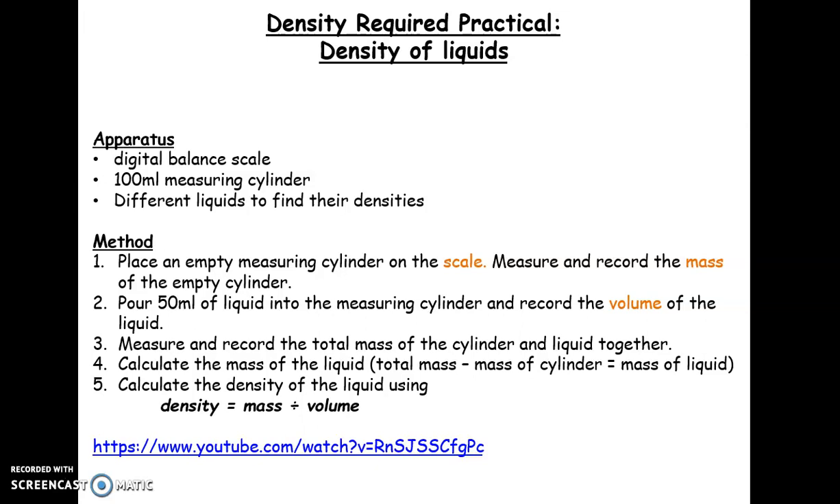It's another word for saying zero the scale. So that makes the liquid mass that you pour in the mass of the liquid alone. Something to bear in mind there. So these are the three required practicals.